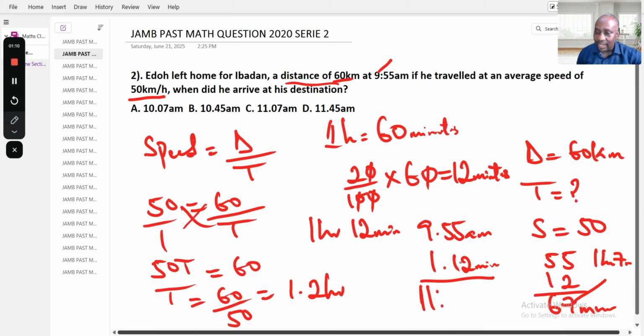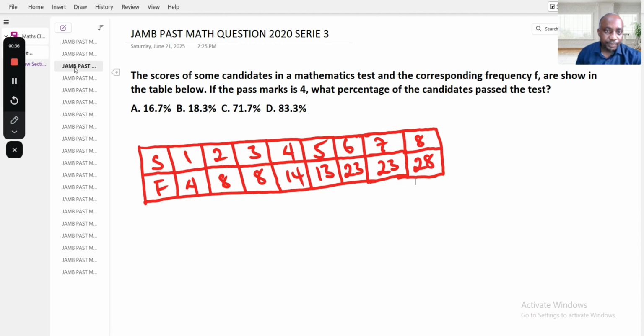Now let's add the minutes together. What is left is 7 minutes. It means that he got to his final destination 7 minutes after 11. Do we have it? Yes, we have it here, which is our final answer, which is C. 7 minutes after 11. That's exactly the time that he got to his final destination. So our final answer is C. Let's move to the next question.